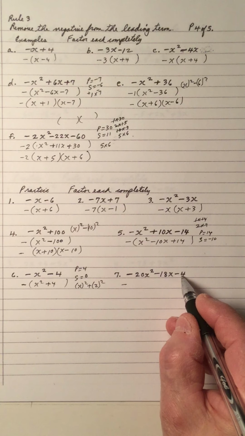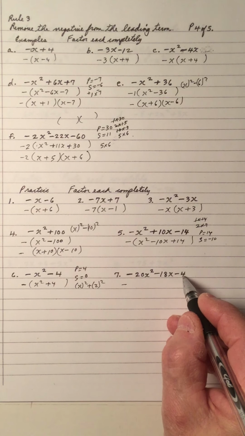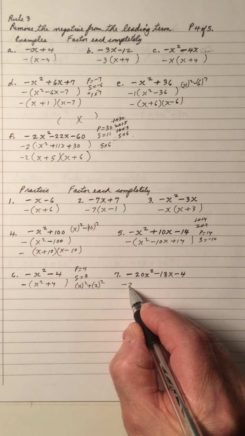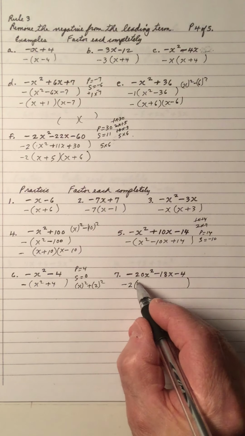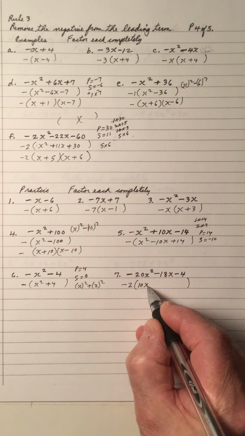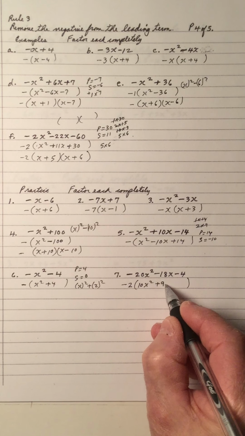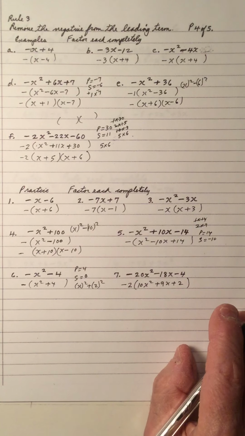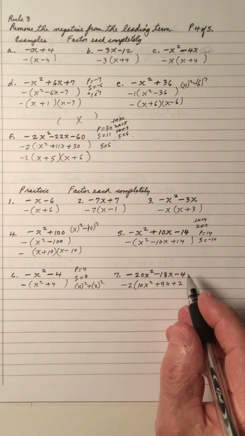and I see 4 is the smallest number, but 4 is not in 18. So another factor of 4 is 2. 2 is in 18 and 20, so I'll take a negative 2. That gives me a 10x squared plus 9x plus 2. So I took a 2 out.